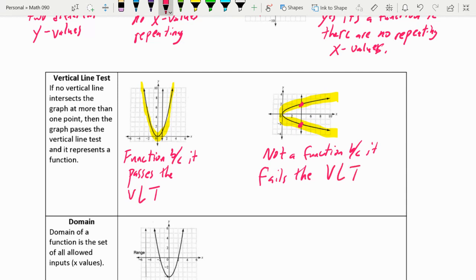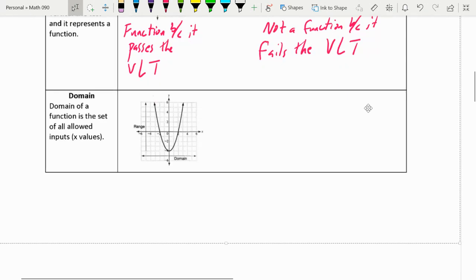Again, a vertical line can only hit the graph in one spot. Looking back at the left one, it only hit right there one time. If I were to draw another vertical line, it's only hitting the graph one time. Nowhere will that vertical line ever hit that graph more than once. So the left one passes, which makes it a function. The right one fails because it hits the graph more than once.